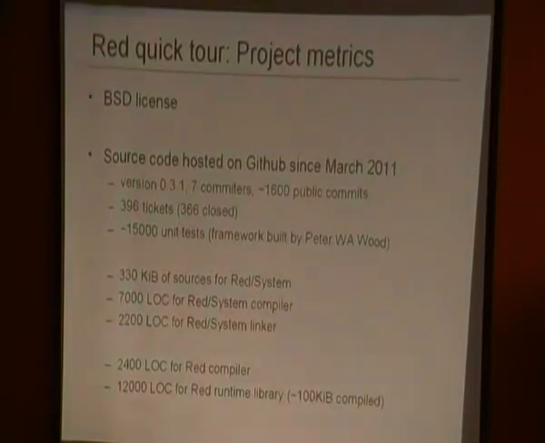And that runtime library, once compiled, is about 100 kilobytes of native code. So it's still quite small, and we will keep it small. So in the end, the Red executable with the static compiler, the JIT compiler, the interpreter, and the runtime library should be still below 1 megabyte of compiled code.